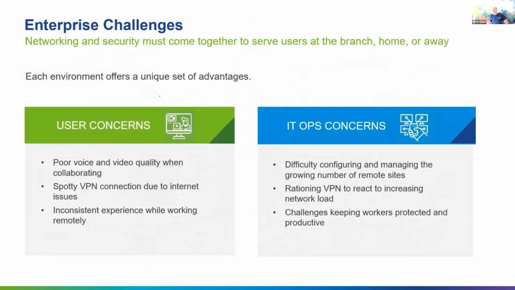So with this, what happens is, when you have that legacy setup for an enterprise where all your branch office traffic is going to the data center, where it gets inspected and then it goes out to the destination. From the user point of view, if I'm doing, let's say, a Zoom call or a WebEx call, there is poor voice and audio quality when I'm using a business collaboration application, and VPN connections are inconsistent. So the overall experience is not that great for the end user. Those are some of the user concerns we have.